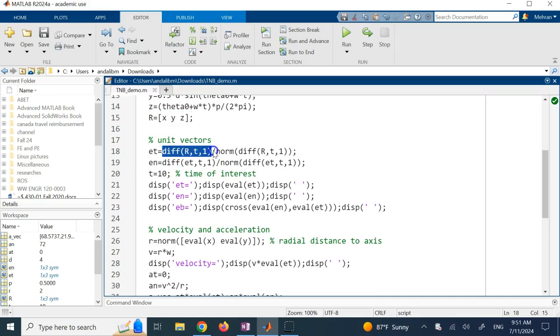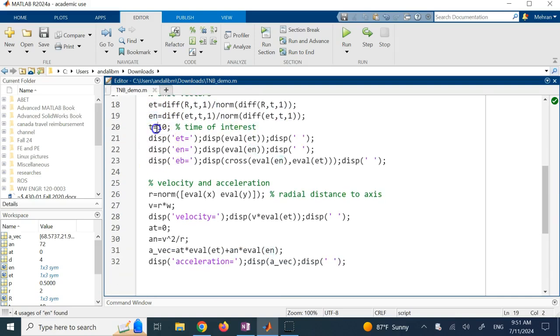Now we take the derivative of r with respect to time one time and divide it by the norm of it, the magnitude of it, that's vector et. Then take the derivative of et with respect to time divided by magnitude, that's en. Now we plug in the time of interest, 10 seconds, and we use the eval command to convert our symbolic variable into a number. That should give us a decimal for ET in terms of ijk, the same thing for EN. Then we do a cross between ET and EN, and that should give us vector EB.